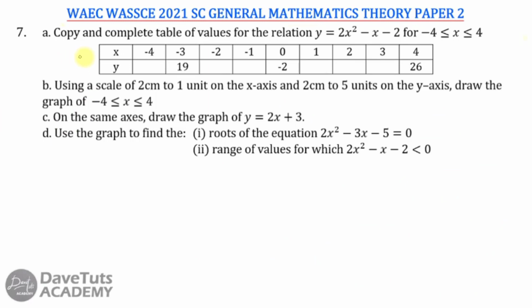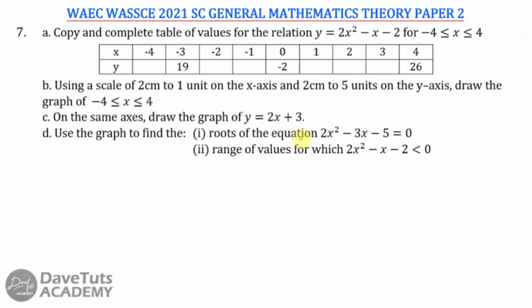If you are preparing for your WAEC, NECO, GCSE exam, you should know that graph is a question that you cannot miss in any way. And so, we want to look at this question on the graphical solution to quadratic and linear equation. And we have been asked to copy and complete the table for the relation y is 2x squared minus x minus 2 for this range of values, which we have been given the table that is pre-conceived already with some values inputted there. And then we have to use a scale of 2 cm to 1 unit on the x-axis and 2 cm to 5 units on y-axis to draw the graph for that range of values. And then on the same axis, we have to draw the graph of y is equal to 2x plus 3.